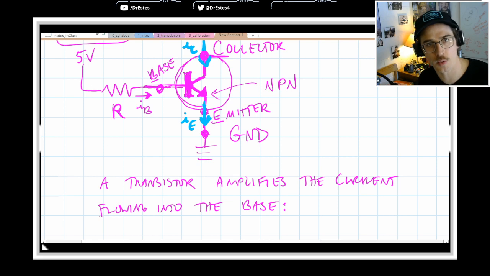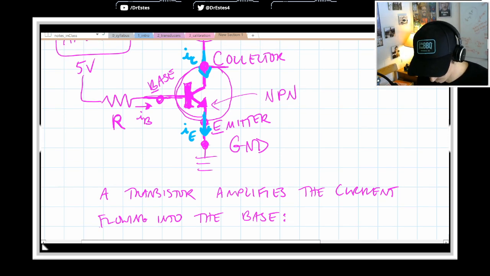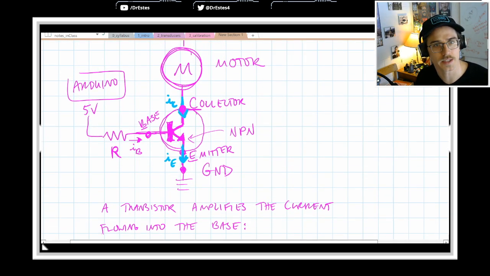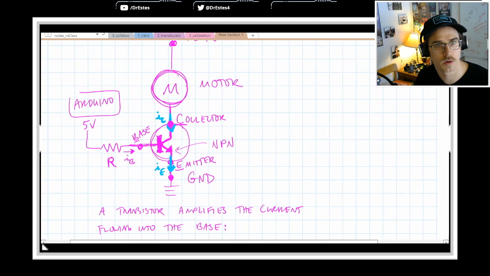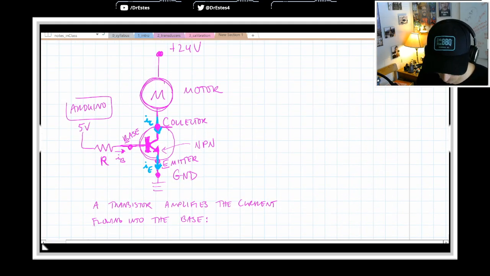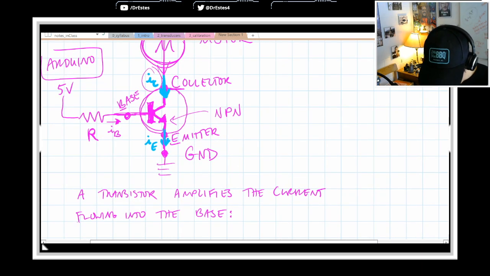And so you can have an equation that describes this amplification. Take a step back really quick. We have 24 volts up here. We've got this motor that we want to power, and the current that's flowing through it is the collector current. So here's what I mean by amplification.